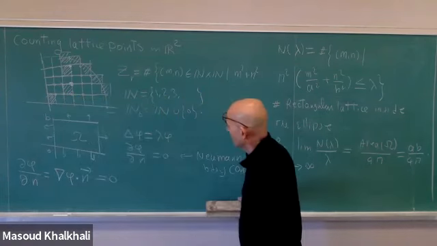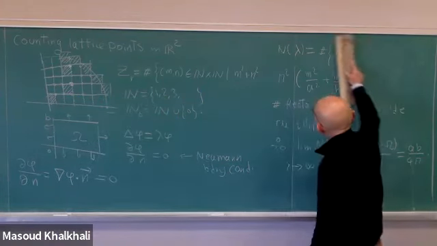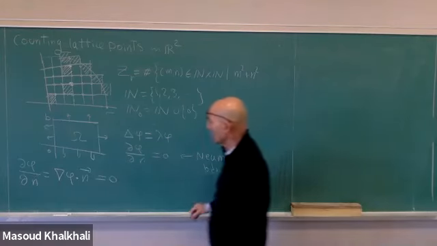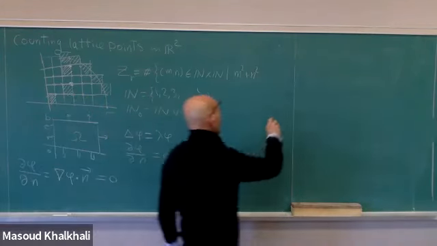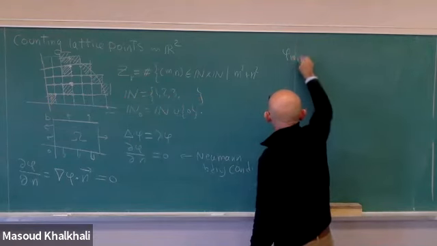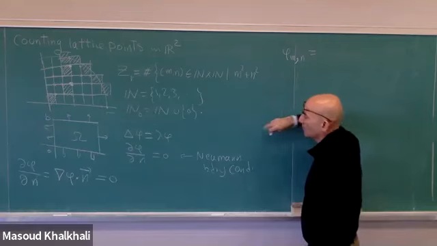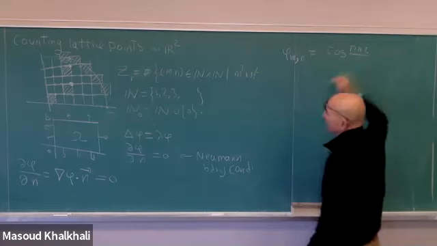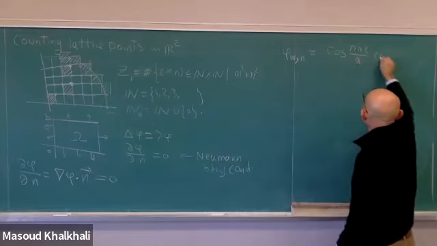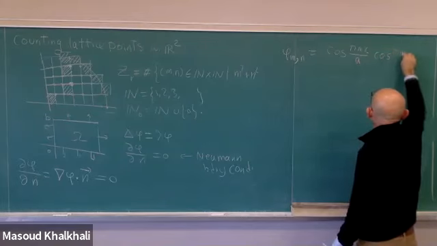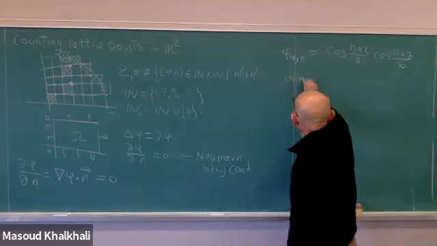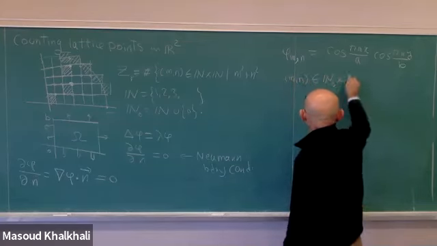So what are the eigenvalues and eigenfunctions in this case? You get a few more eigenvalues. What happens is that φ_mn is equal to, but there is a cosine function: cosine of π m x over a, cosine of π n y over b. But in this case, m and n belong to N0 cross N0.